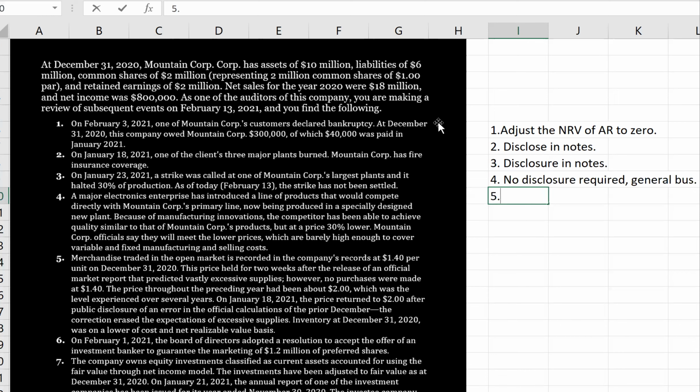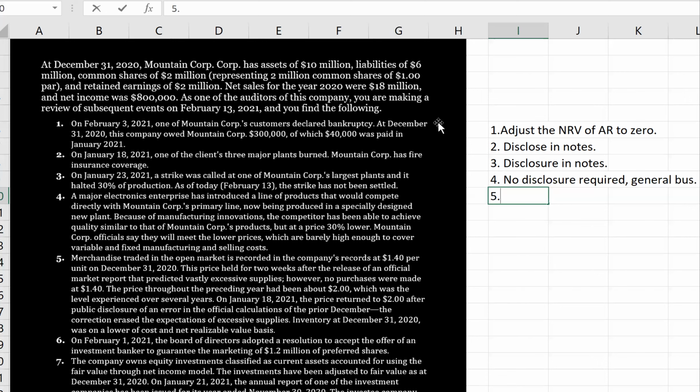Number 5, the merchandise traded in the open market is recorded in the company's records at $1.40 per unit. The price held for 2 weeks after the release of an official market report that predicted vastly excessive supplies. However, no purchases were made at $1.40. The price through the preceding year had been about $2, which was the level experienced over several years. At January 18, 2021, the price returned to $2 after public disclosure of an error in the official calculations, which erased the expectations of excessive supplies. Inventory was on a lower of cost and net realizable value basis.